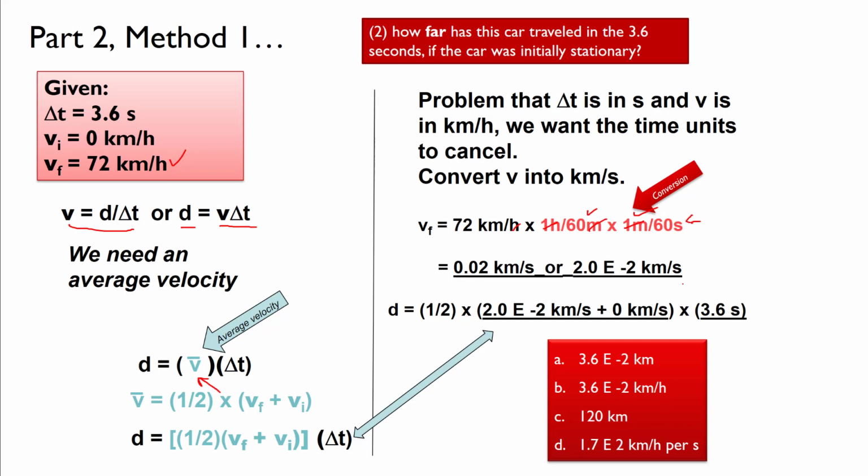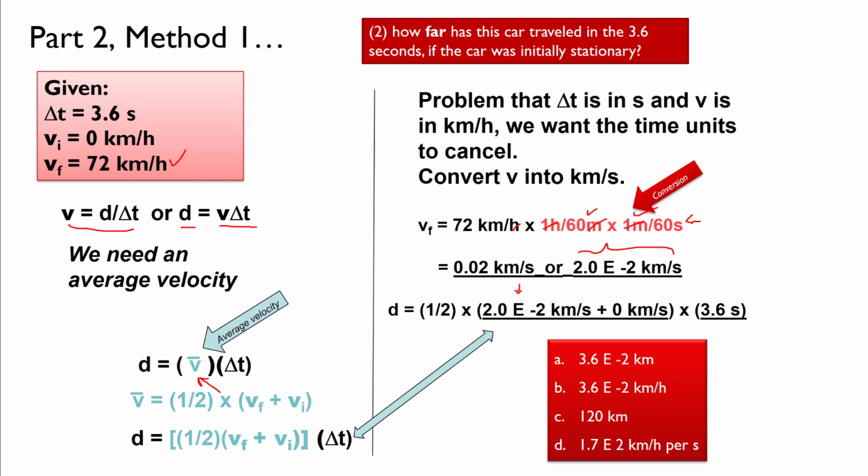So a little dimensional analysis gets us to the right point. If I divide 72 by 60 and then divide it by 60 again, or multiply by 1 over 60 and multiply by 1 over 60 again, I will get 0.02 kilometers per second, or scientifically written, that's 2.0 e to the minus 2 kilometers per second. All right. So I'm going to put that in for my velocity final.